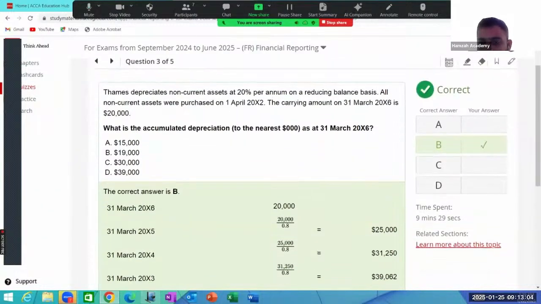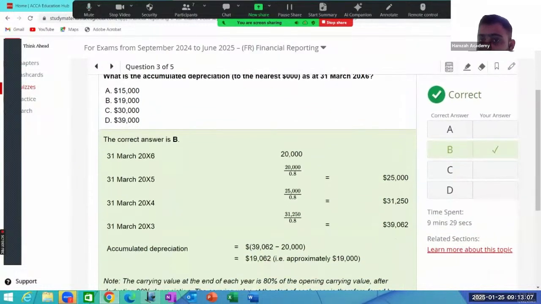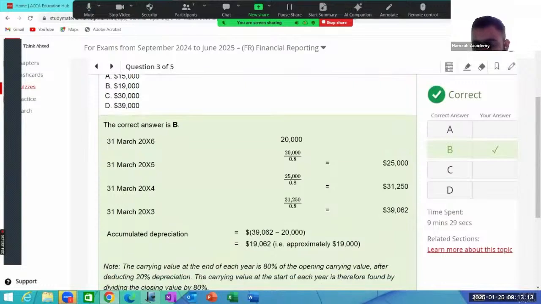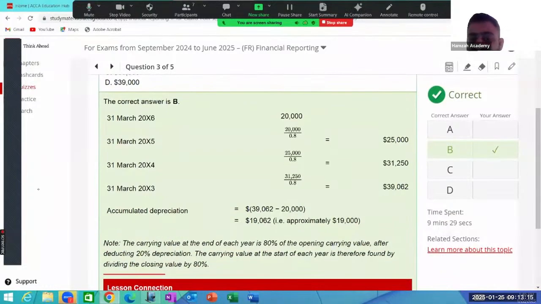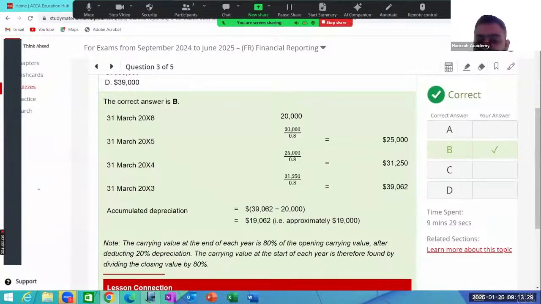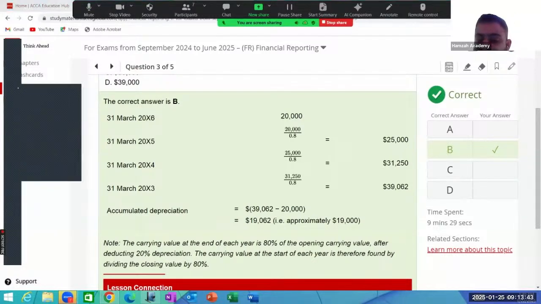Now, look at this question. I am telling you, this answer which they have chosen, 19,000, is not the right answer. And the reason is, the asset has been purchased on 1st April X2, and the carrying value of 20,000 is given on 31st March X6. So it means 4 years we have had the asset. So it will be carried back till 1st April. But in this solution, they have carried it back till 31st March X3. And here they are making mistakes.